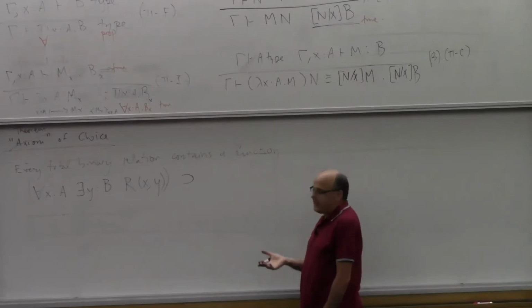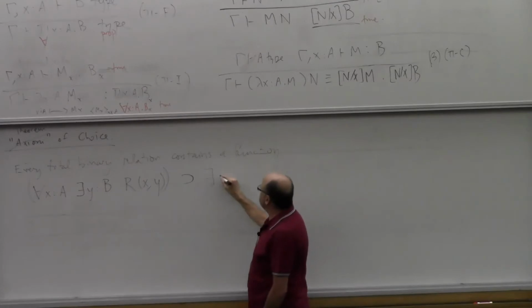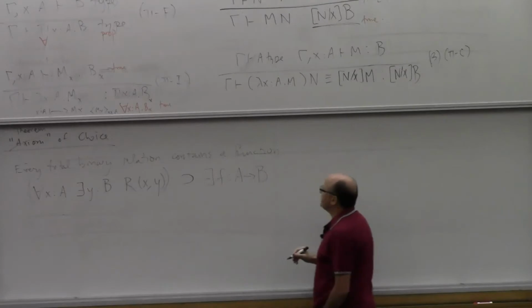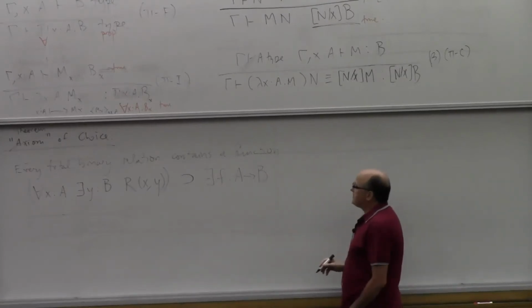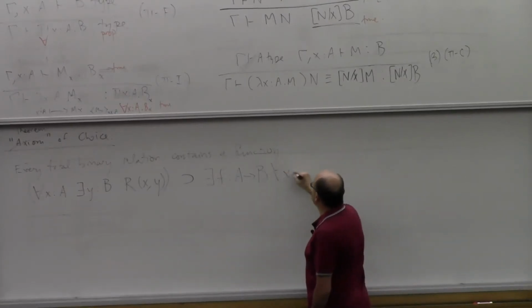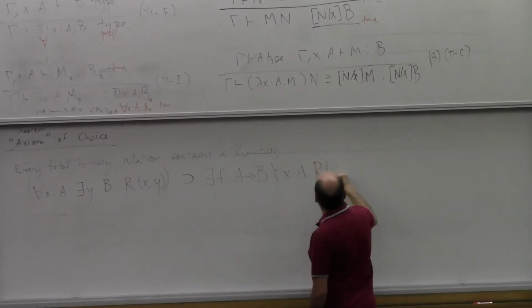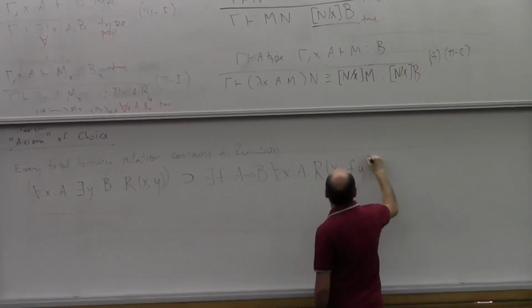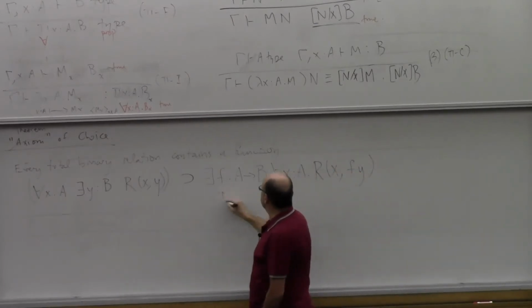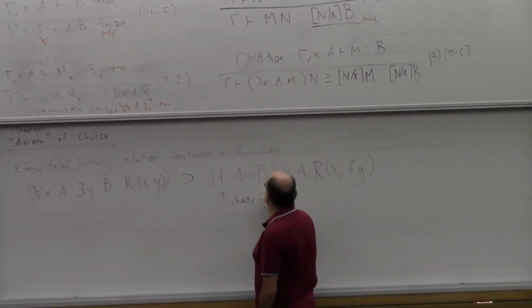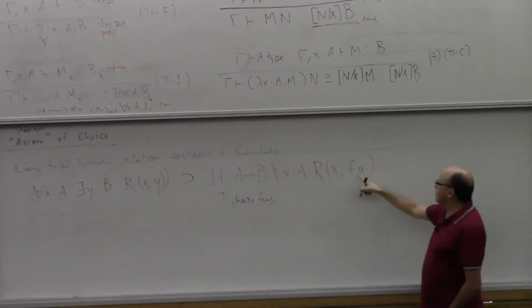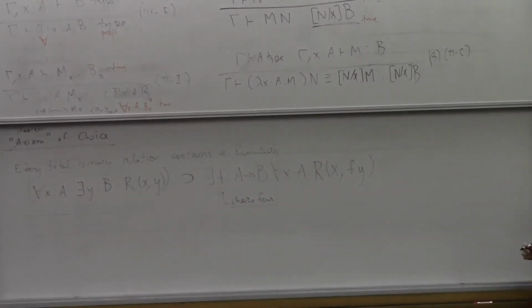choice function. That is, a function which witnesses the totality of that relation, which can be expressed, in the simplest possible formulation, like this: there exists an f such that for every x in A, f is the choice function which chooses the y that corresponds to x in the relation R. So that's what it would be stated as a principle of logic.